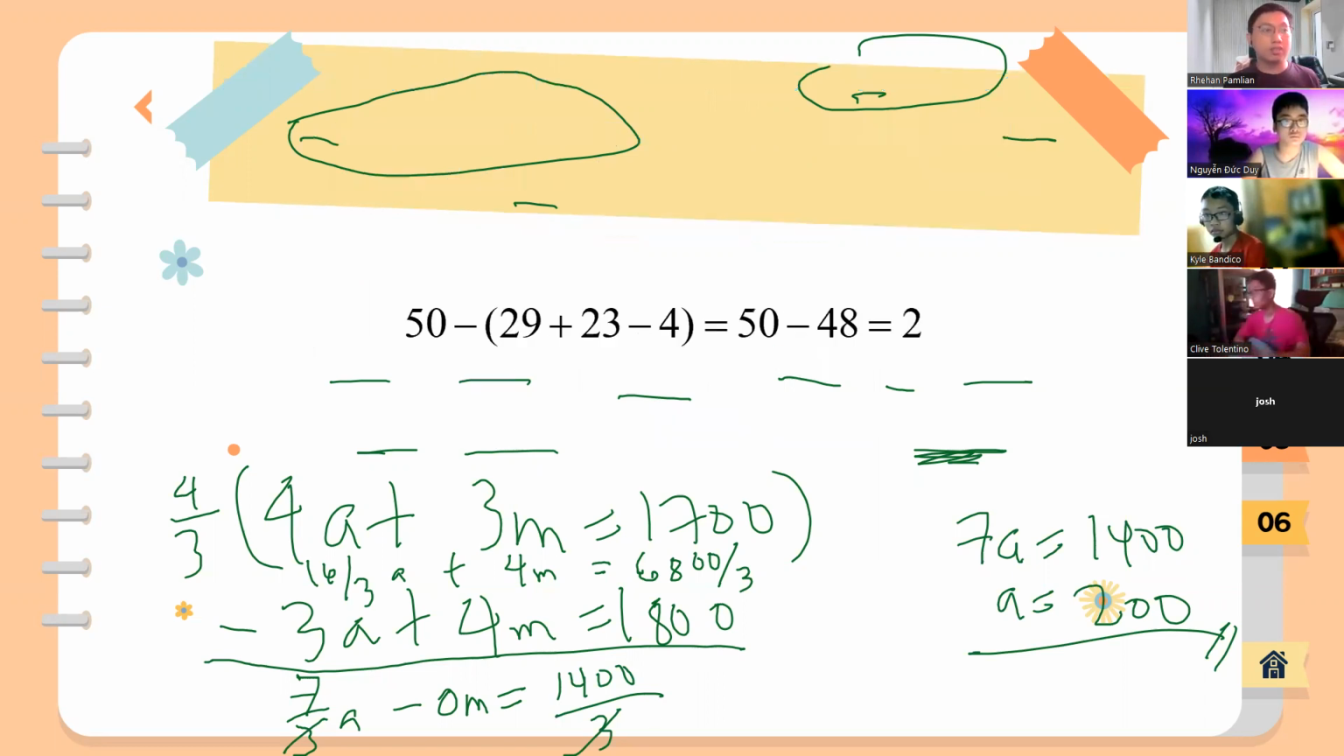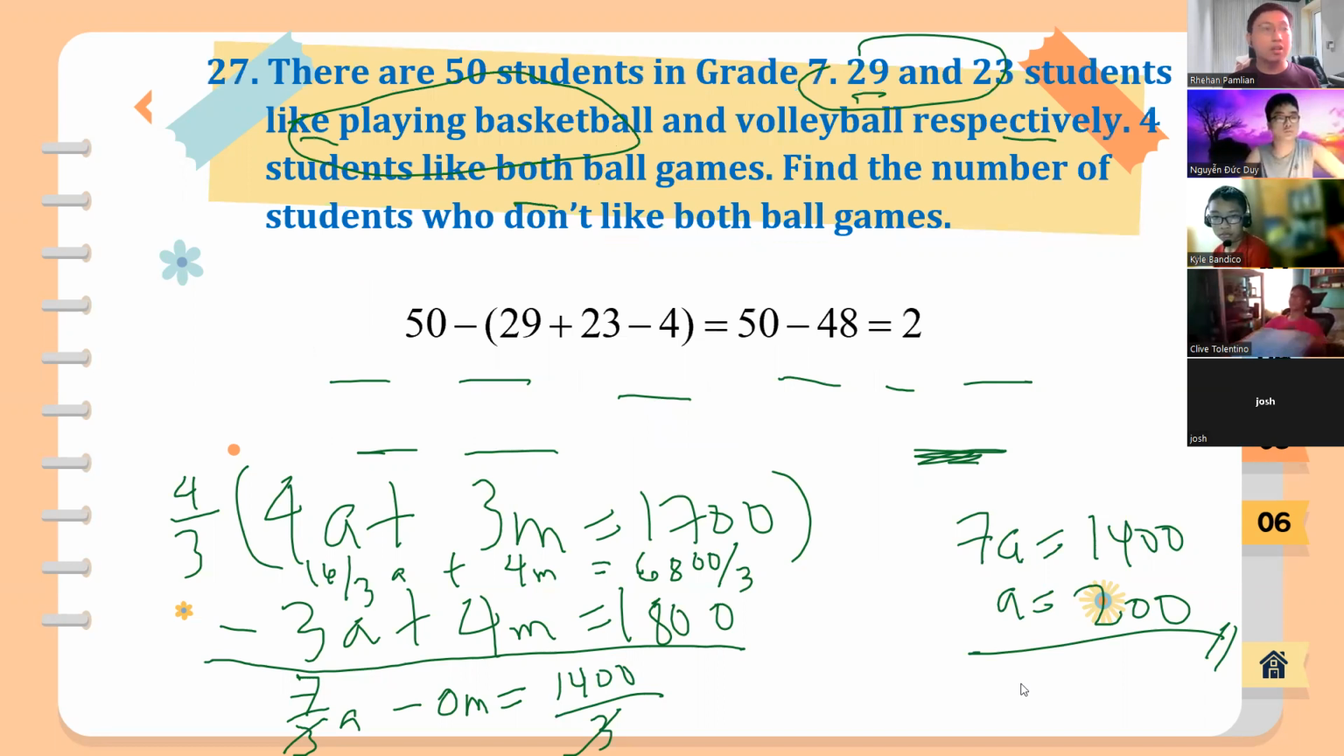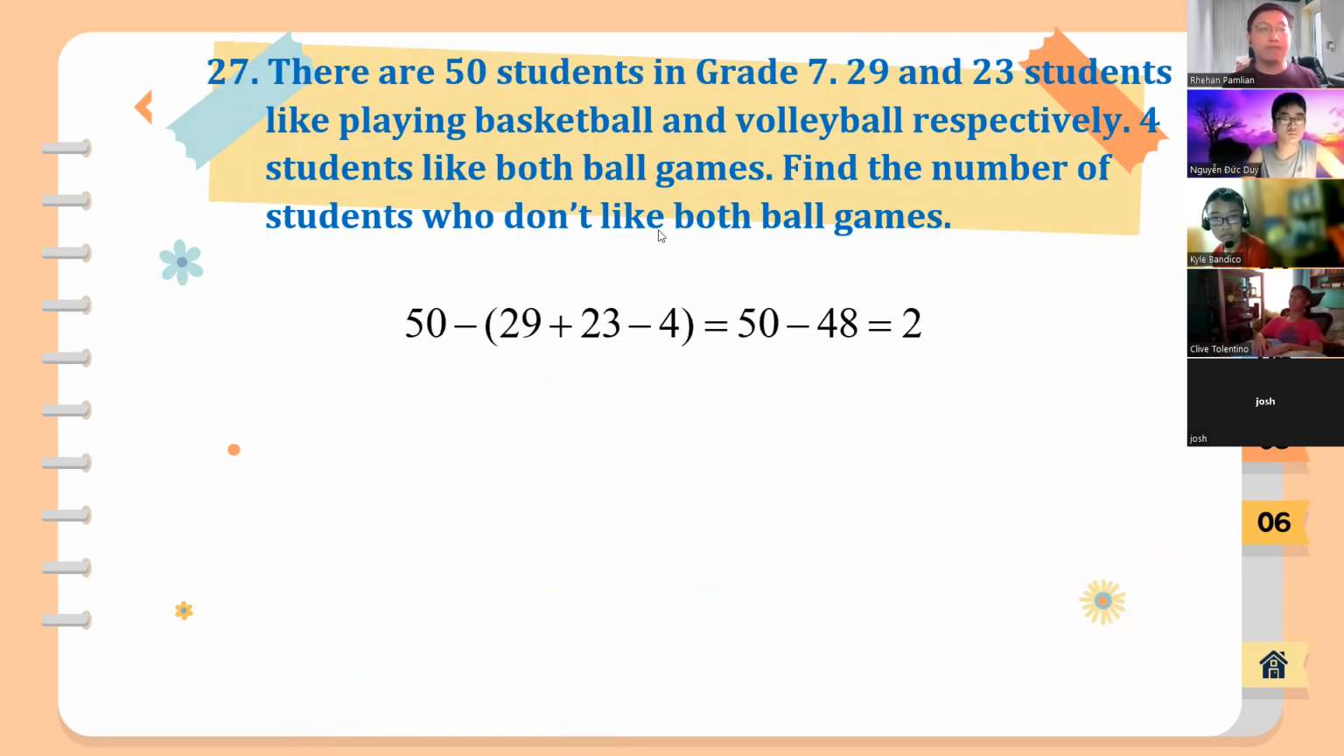Okay, so going to the next one, number 27. We have 50 students here in grade 7, 29 and 23 students like playing basketball and volleyball, and 4 students like both ball games. So how do we do this?